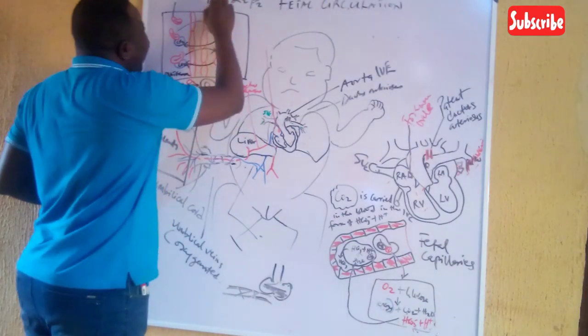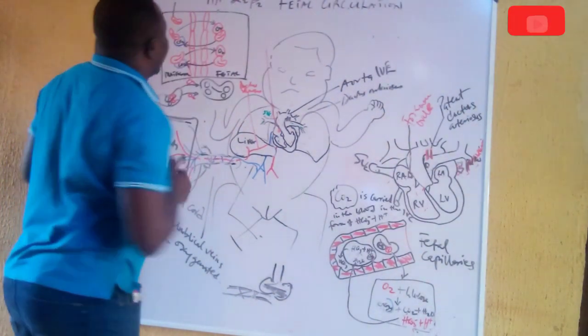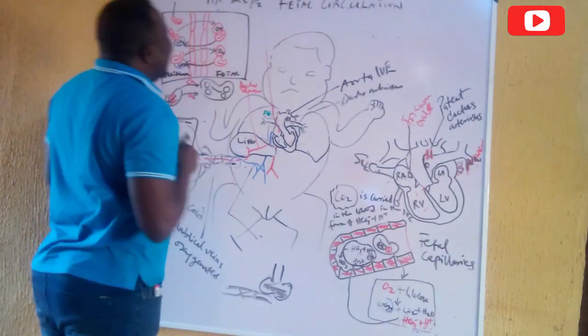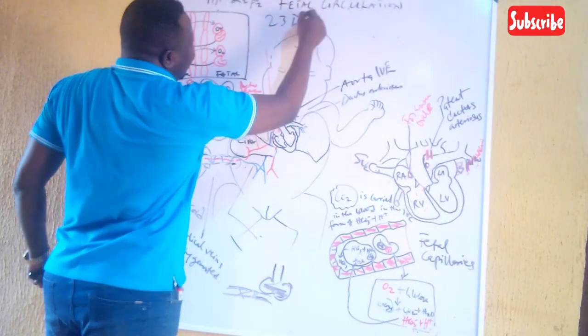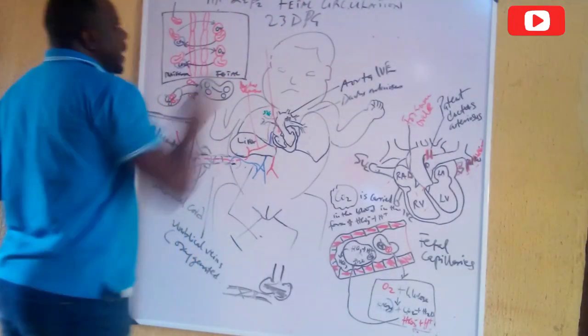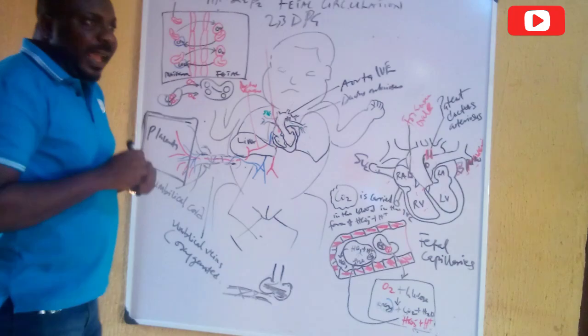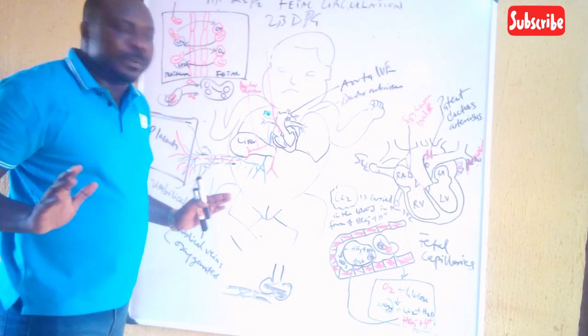The difference between the fetal hemoglobin and the adult hemoglobin is that the fetal hemoglobin binds less effectively with 2,3 DPG. And because it binds less effectively with 2,3 DPG, it usually has more affinity for oxygen.